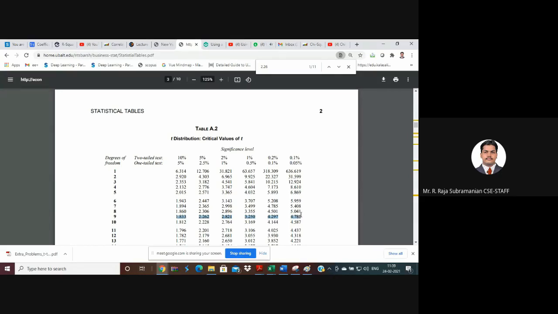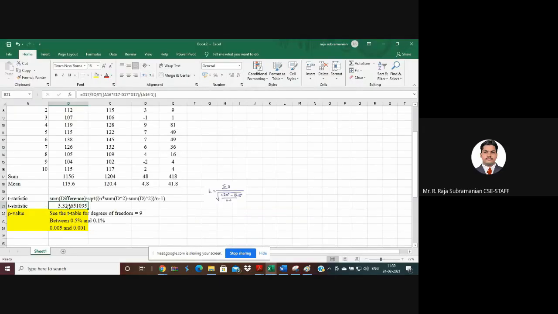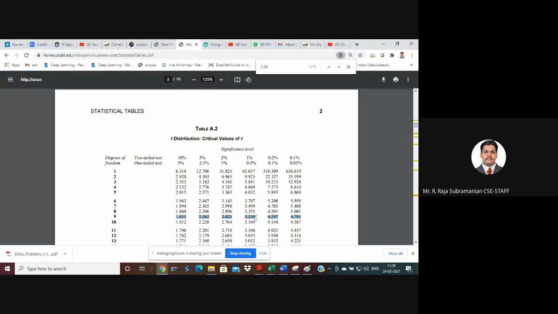Why degrees of freedom 9? I'm setting N minus 1, sir. Great. N minus 1, nine. So, like Harini said, if I have 3.32, 3.32 actually lies between this zero single tailed.